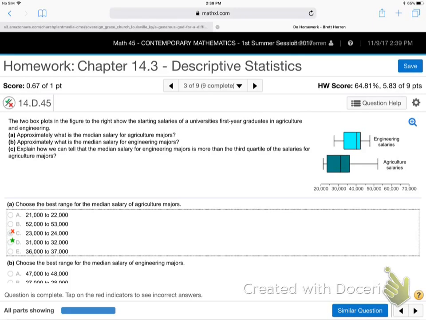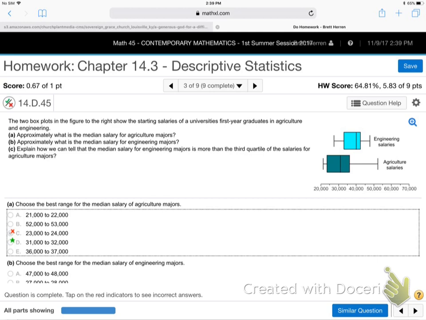Looking at number 3. Okay, so the 2 box plots in the figure to the right show starting salaries. So there's a couple of boxes. They're basically asking us to interpret box plots. So approximately what is the median salary for ag majors? Here's a graph of how people that majored in ag did on their salary, and here's how engineering students did on their salary.